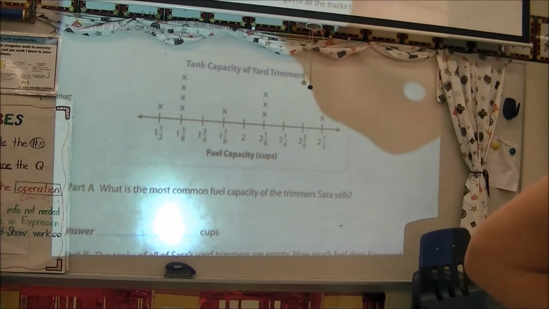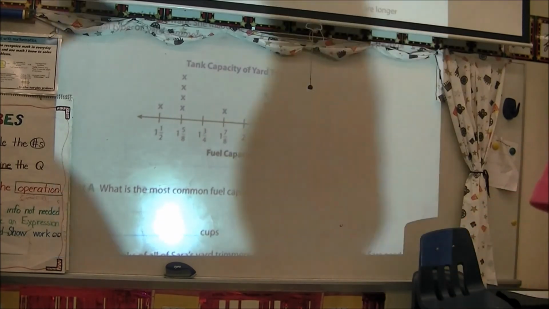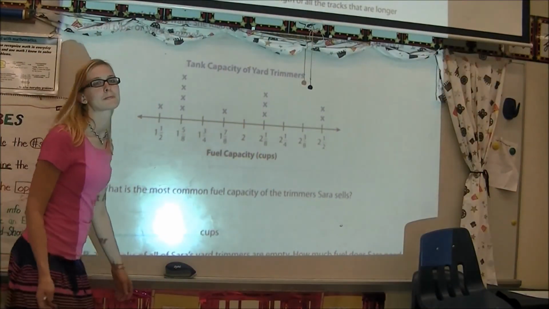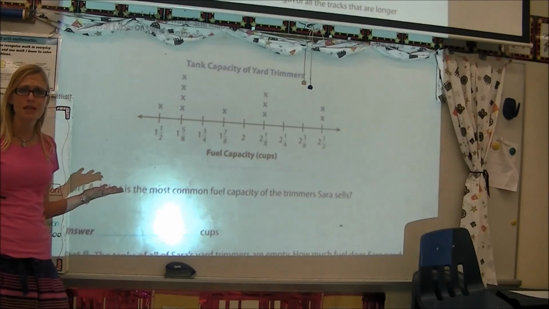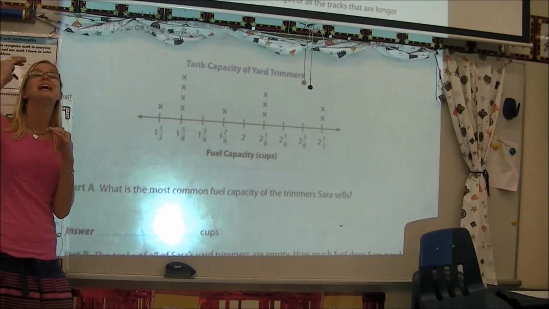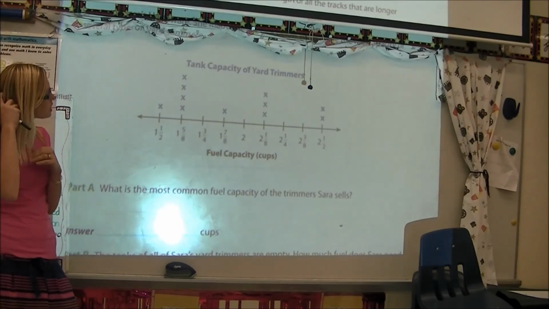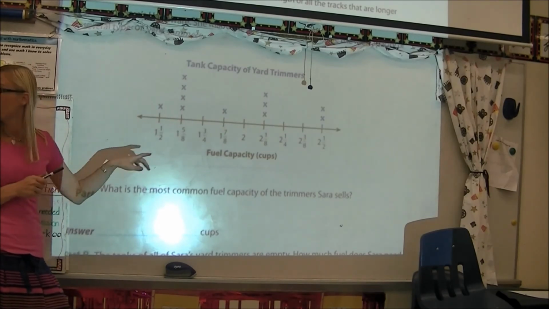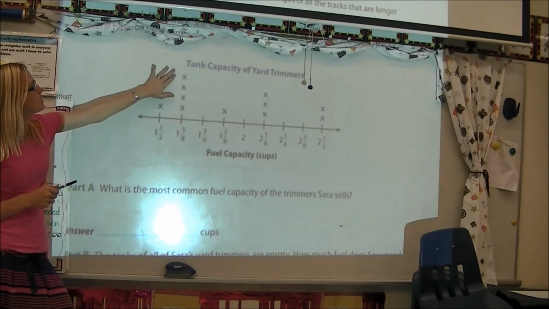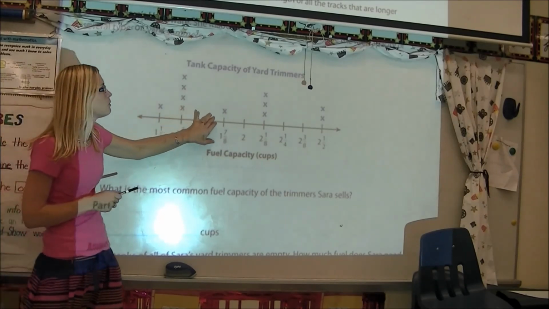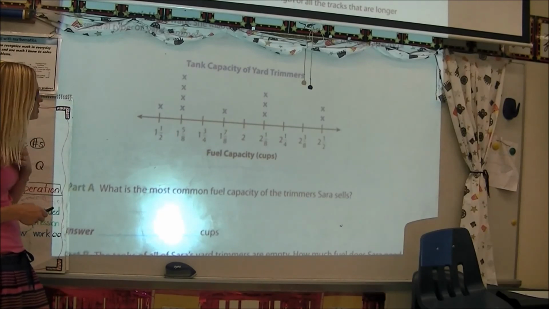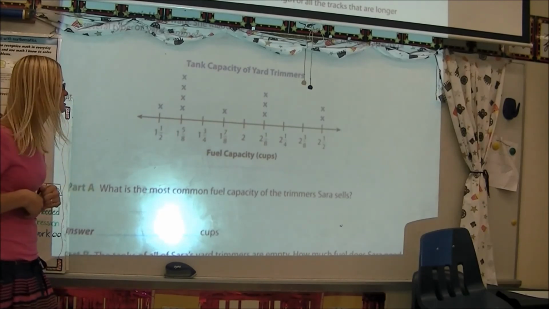Someone's asking for the most common. Most common is telling me that I need to look for what? Right, the most common is telling me that I need to look and see which one has the most data points, which one has the highest frequency. And in this case, which one do you notice? Right, hopefully you notice the 1 and 5/8. It has 4, whereas we have 1, 1, 3, and 2. So for part A, your answer is 1 and 5/8.